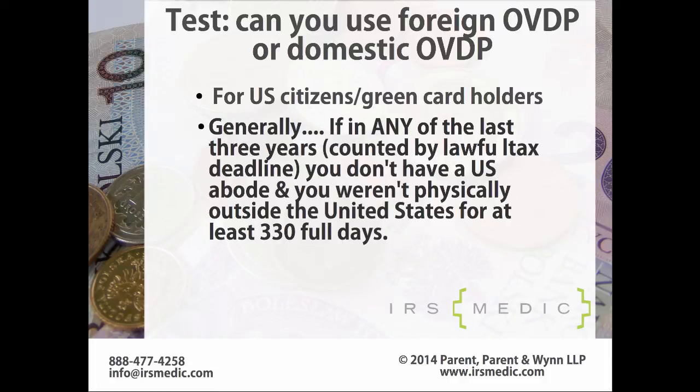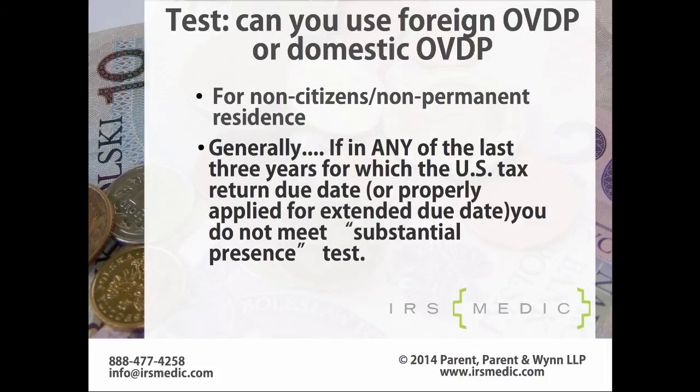Here's the test of whether or not you could use the foreign OVDP or the domestic OVDP. If you happen to be a U.S. citizen or a green card holder, this is the test. Those 3 years are counted by your lawful tax deadline. If in any of the last 3 years you don't have a U.S. address and you weren't physically present in the U.S. for 330 days, if you meet those tests, generally you can file for the foreign OVDP and have a 0% penalty.